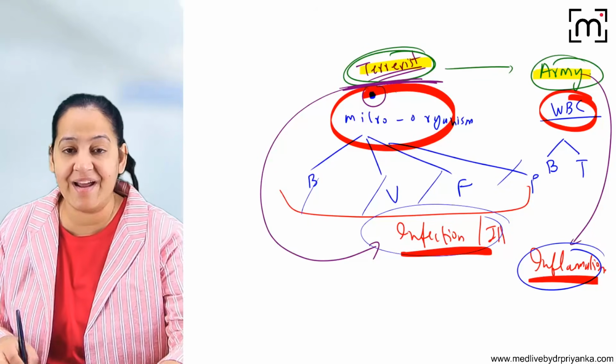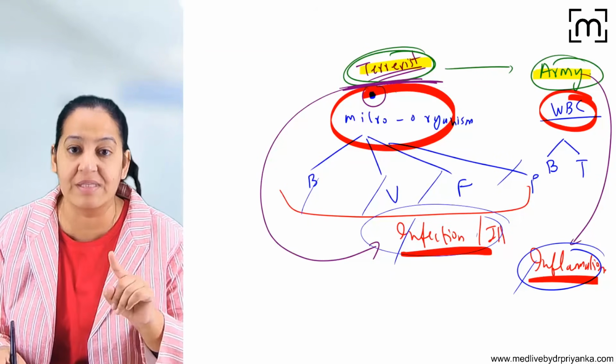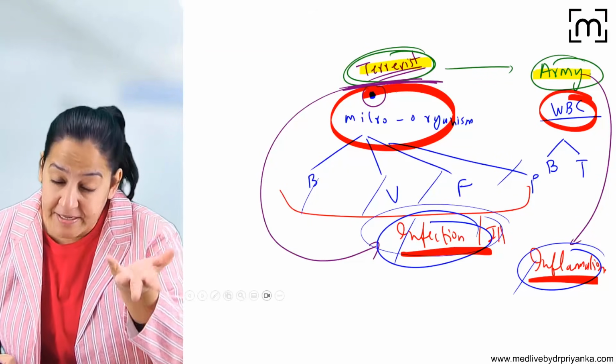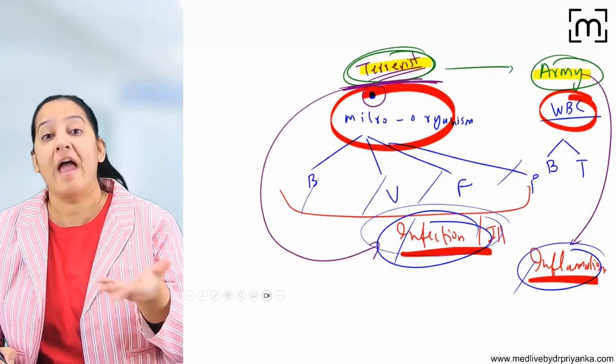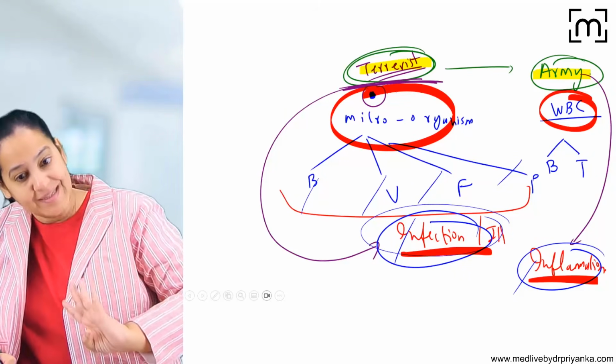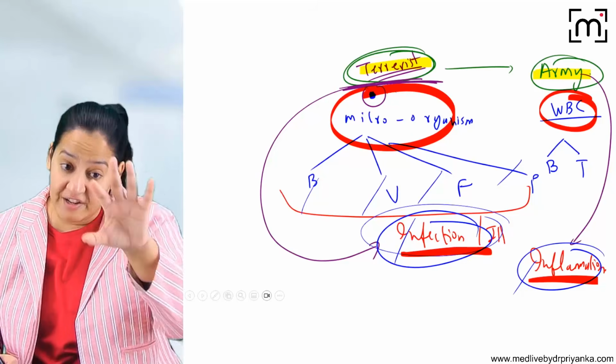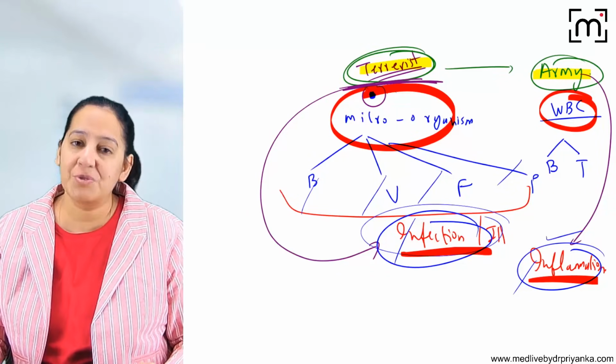Now both the spellings start with I and I, don't get confused. Infection is what the terrorist, I mean the microorganism, is causing on the human body. And inflammation is what the army is causing on the microorganism, the defense mechanism. So inflammation is useful for us.